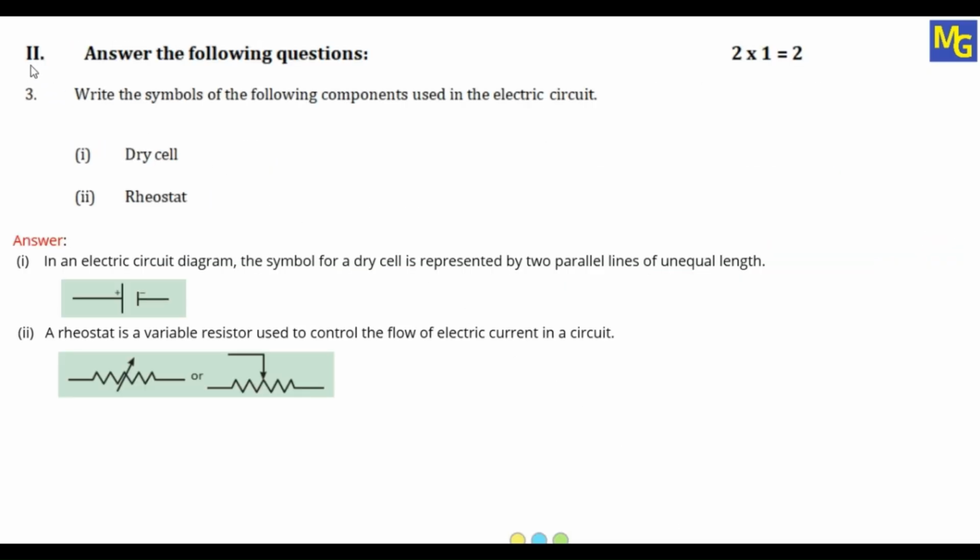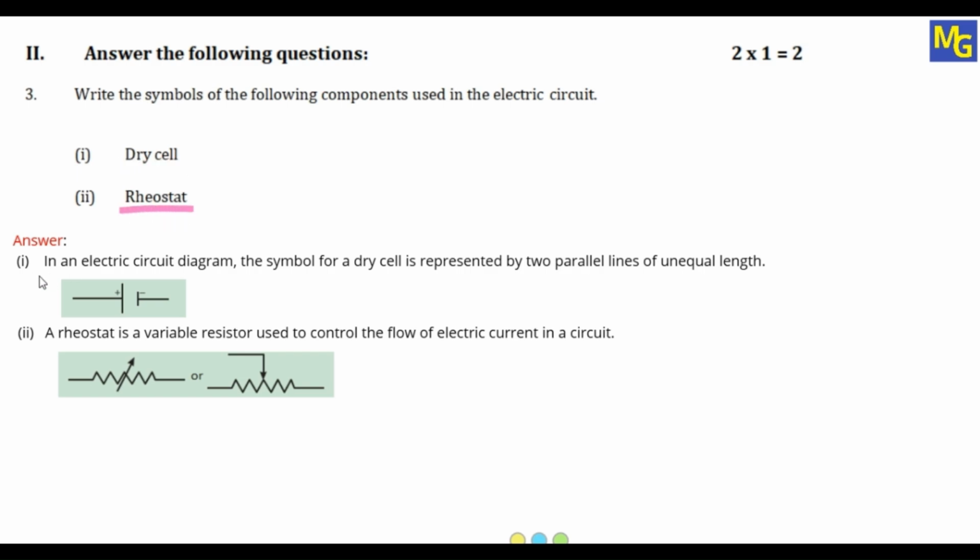Now we'll start with section 2. Answer the following questions. Question number 3. Write the symbols of the following components used in the electric circuit. So here they have given some components and we have to write the symbols for those components. First one is dry cell and second one is rheostat.